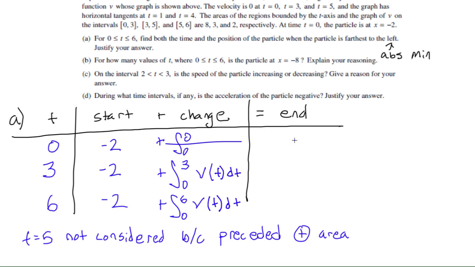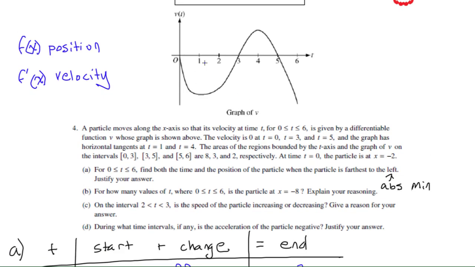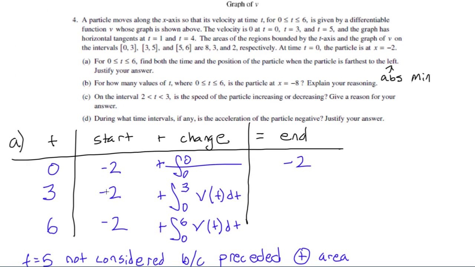All right, so the end value for 0 is going to be negative 2. Okay, now we actually have to calculate the area. So let's figure out what these areas are. This area right here between 0 and 3 is negative 8. How'd you come up with that? It's all 8, 3, and 2. So this is negative 8, positive 3, and this area right here is negative 2. So it's going to be negative 2 plus negative 8, which is negative 10.